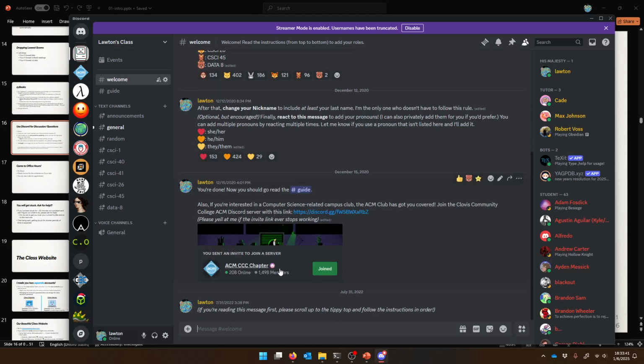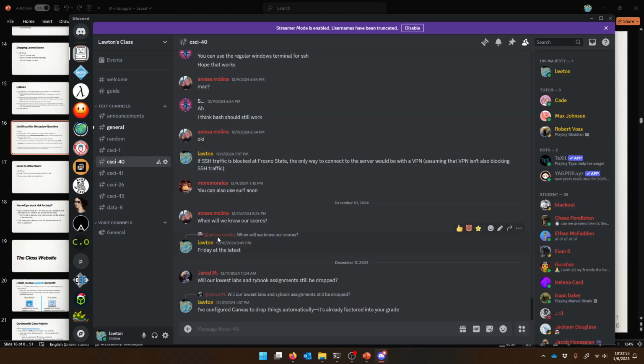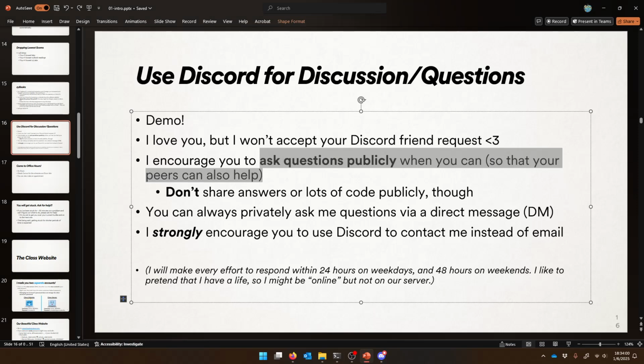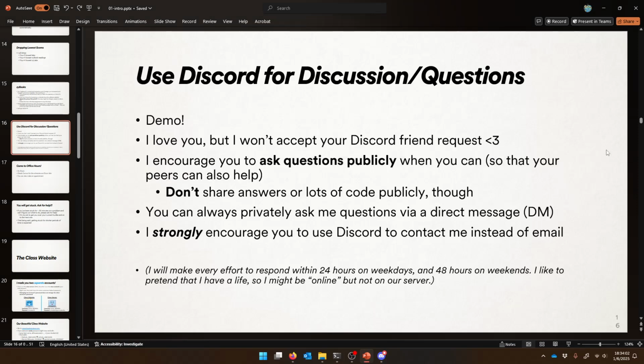And here is where you can find more information about the ACM Club, and you'll see a list of all their workshops as they schedule them. So consider joining that as well. But then you're going to have access to all these channels, and CSCI 40 is a good one to ask questions in. I'll be paying attention to that, and so will your peers. So I highly encourage you to ask questions publicly on Discord when you can, so that when it's 3 a.m. and I'm fast asleep, somebody can help you still.